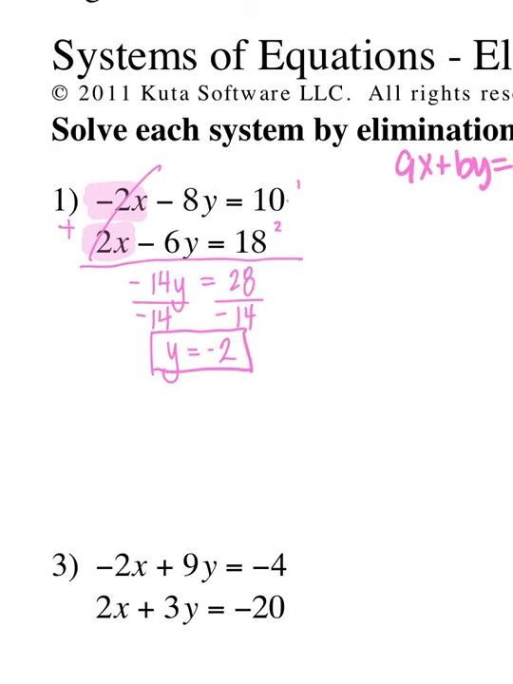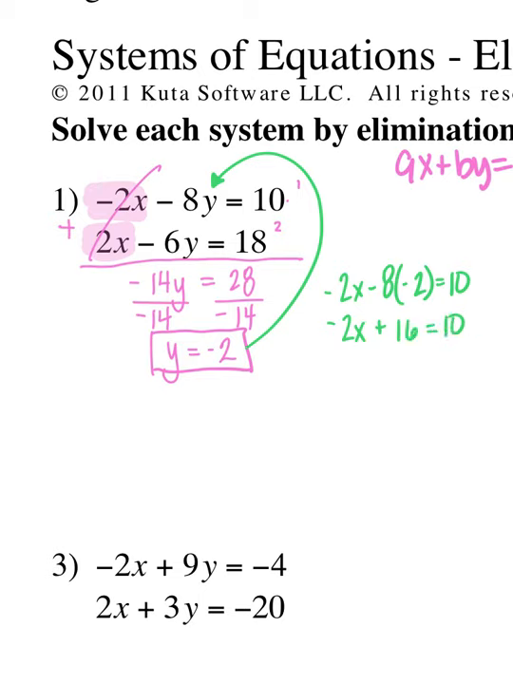Okay, so y equals negative 2. And just like we did before, I'm going to plug that into either one of my equations. I'm just going to plug it in right here. So I'm going to rewrite negative 2x minus 8 times negative 2 equals 10. Negative 2x plus 16 equals 10. Minus 16 to both sides, and I get negative 2x equals negative 6. Divide by negative 2, and x equals 3.